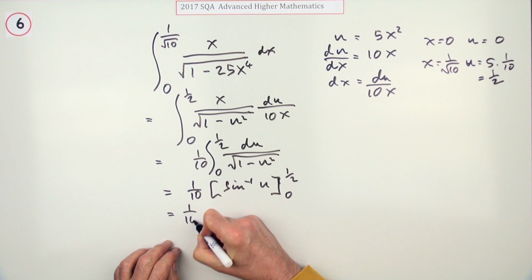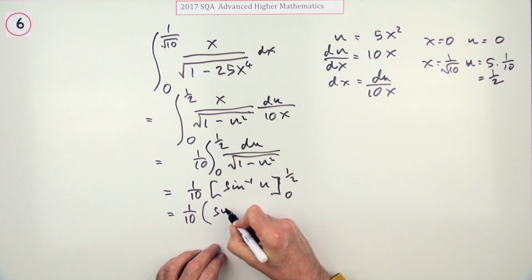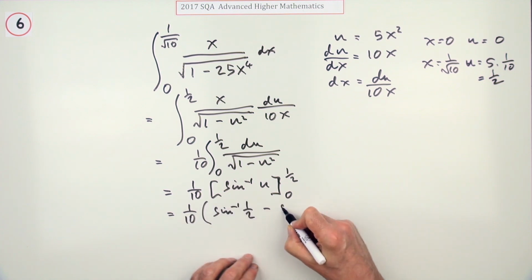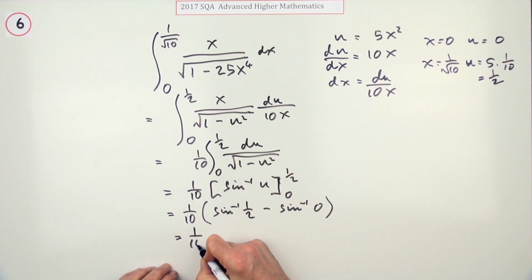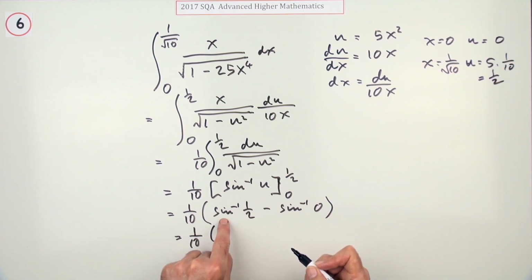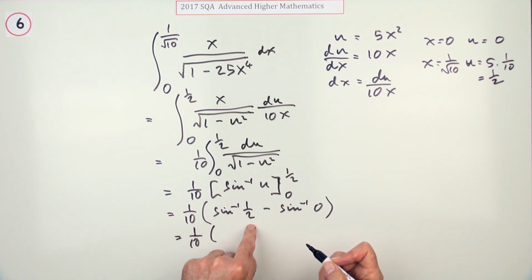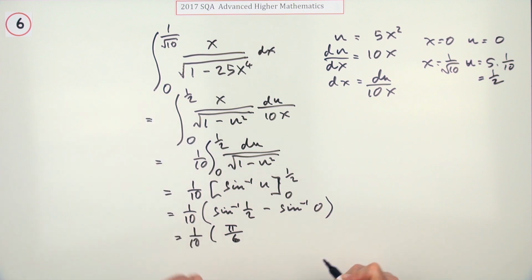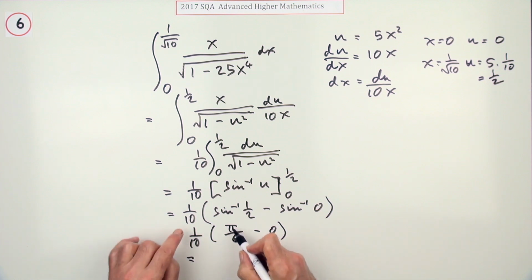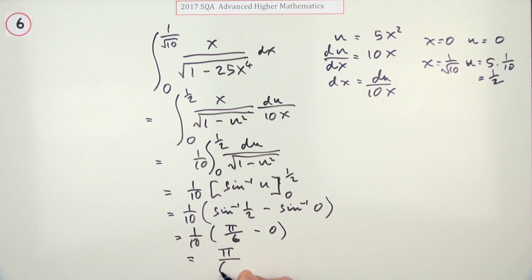So that's 1/10 of inverse sine of a half minus the inverse sine of 0, and you should know them anyway without reaching for your calculators. Because what angle has got a sine of a half? That's the 30, that's the pi upon 6, has to be radians in calculus. And the sine of 0 is 0. The graph starts at 0, minus 0. So there you go, final answer, pi over 60.